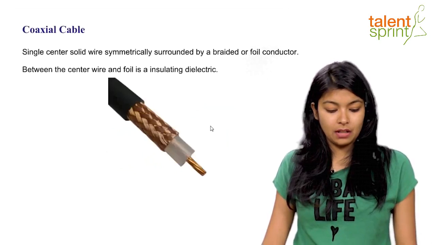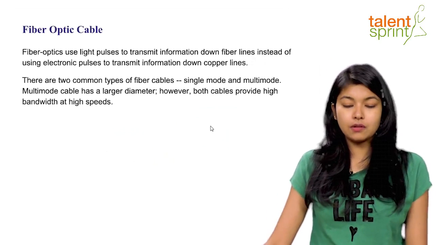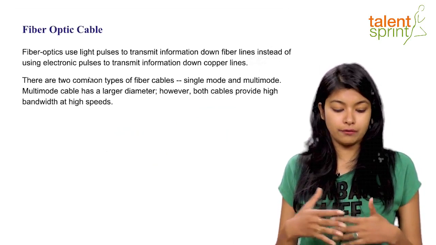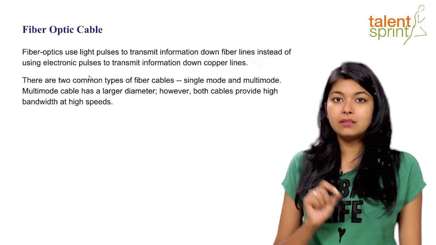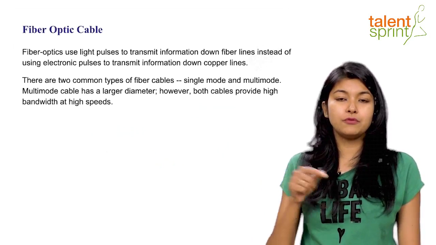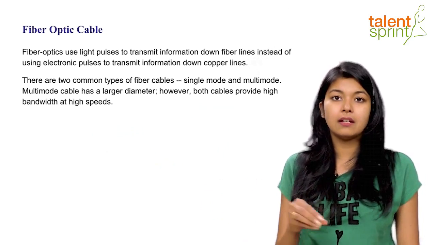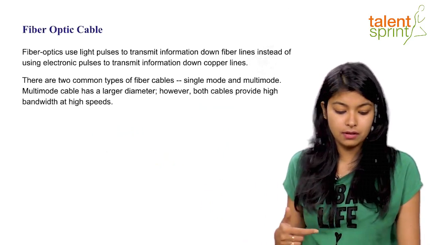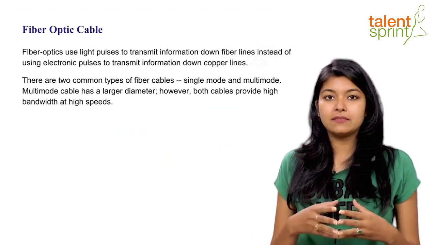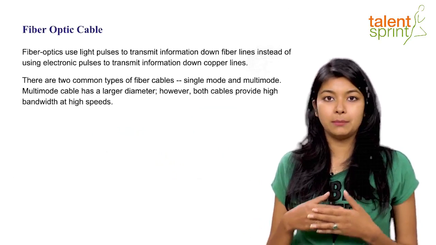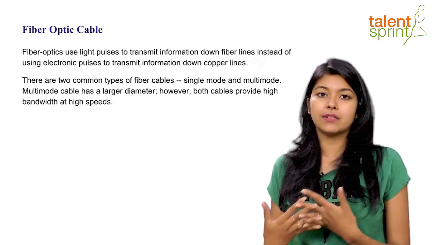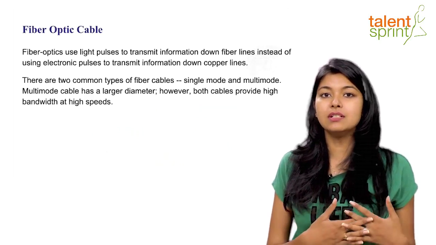And finally, fiber optic cables are again the most expensive out of all. They use light pulses to make the data travel. The light pulse moves through the glass inside, and that is how the data is transferred from one medium to another. Fiber optic cables are divided into two very common types, single mode and multi-mode. Multi-mode has a larger diameter, and the data transmission is faster in multi-mode compared to single mode.